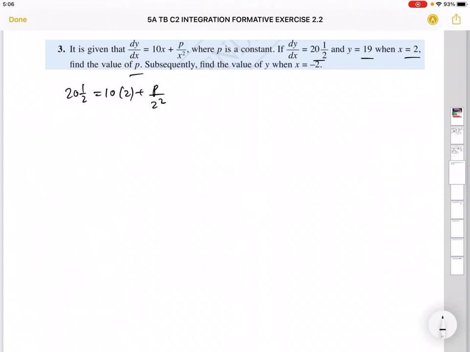So this is 20.5, this is 20, this is p over 4. 20.5 minus 20 is just half, right? So if I times over half times 4, p is just 2.